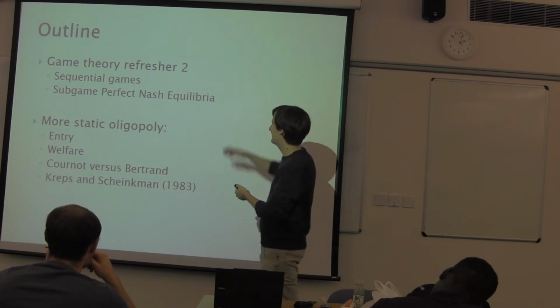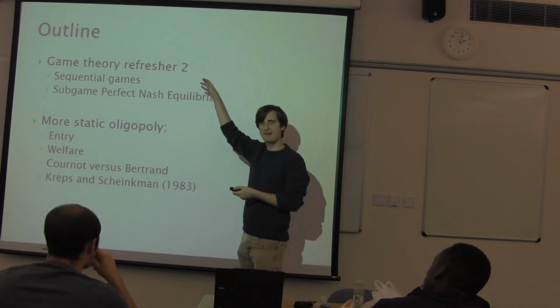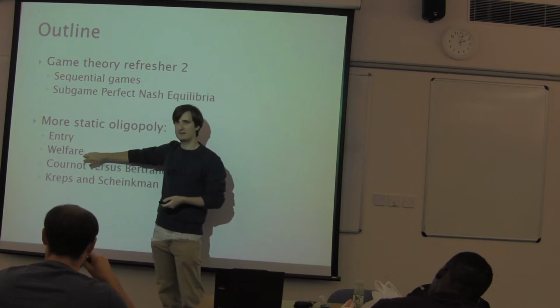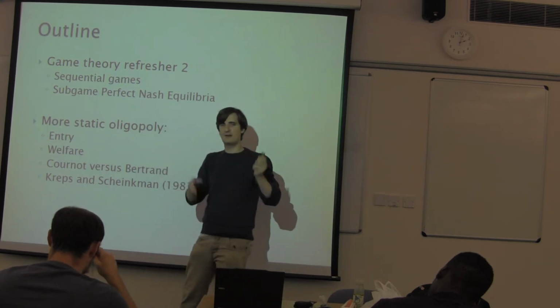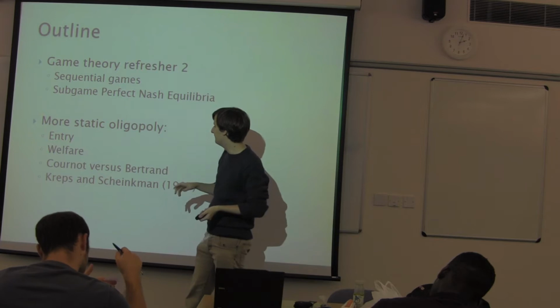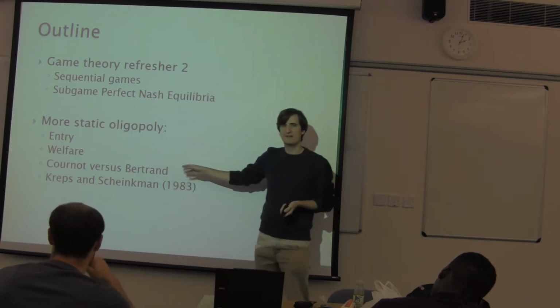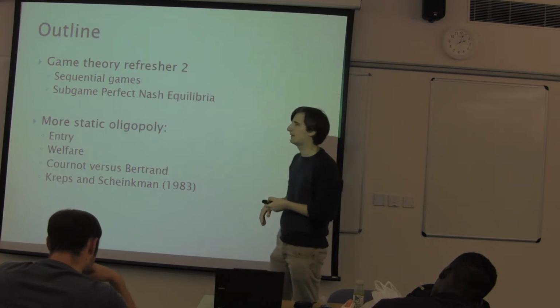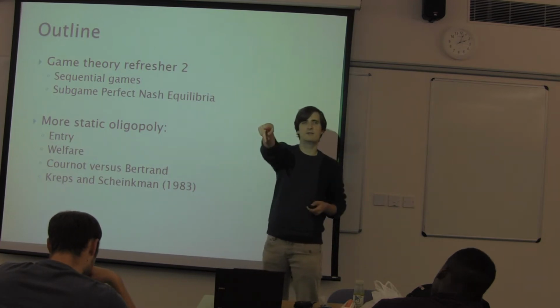So we'll remind you of a bit of game theory, and then we'll go on with static oligopoly: entry, welfare under Cournot and Bertrand, whether there's too much entry or too little, and whether we can say anything reasonable about Cournot versus Bertrand. Notes are in a box.